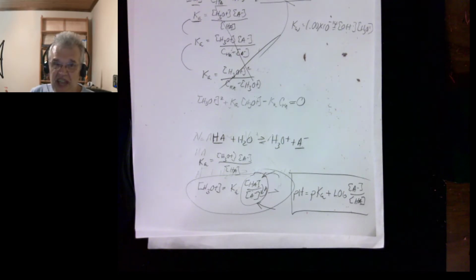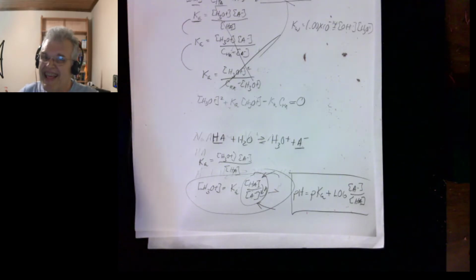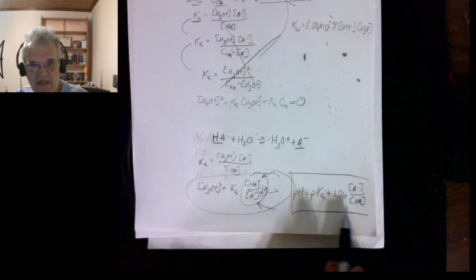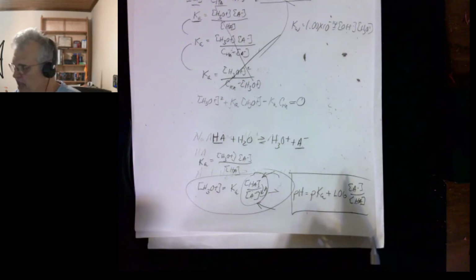But really, it's just Ka. So you don't have to memorize the Henderson-Hasselbalch so much. If you just know Ka, and you know Ka because it's products over reactants raised to the coefficients from the balanced chemical equation, that's pretty easy. And then you just take the negative log of both sides and do a little bit of simple math, and you get the Henderson-Hasselbalch equation.